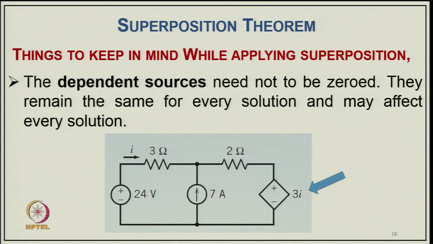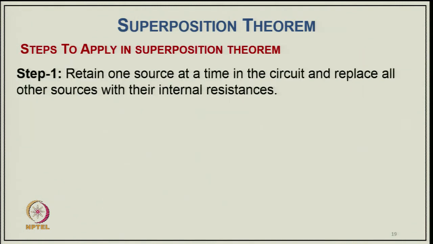Well, the dependent sources need not be zeroed. They remain the same for every solution and may affect every solution. A typical example: you have a dependent source with 3I, because current I is going to be from the 24 volt source. So this need not be replaced. But the other two sources, of course, the current source has to be an open circuit and the voltage source has to be short circuited, while you are doing one at a time for applying the superposition theorem.